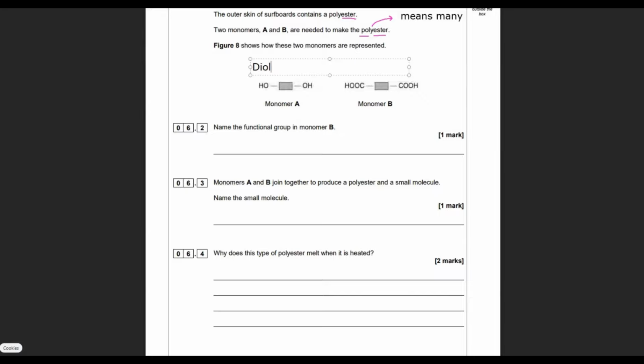Now, the first question is name the functional group in monomer B. So why don't you pause the video, see if you can come up with a name. Now, monomer A is an alcohol. It's a diol, meaning 2 OHs, and the other one is a dicarboxylic acid, 2 carboxylic acids. Guess what? COOH is the functional group for carboxylic acids. It contains a carbon with a double bond to an O, as I'm going to draw here, and it contains an O and H, an alcohol group as well.